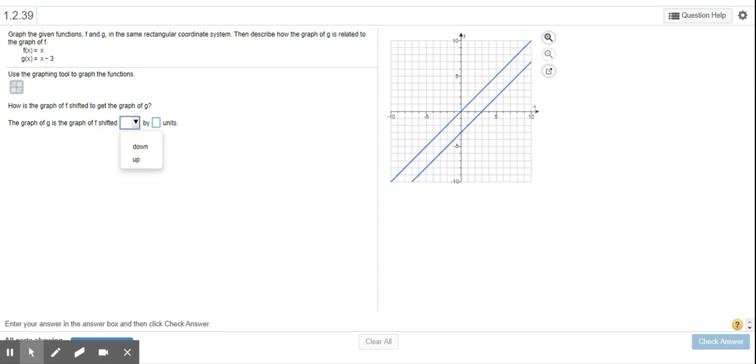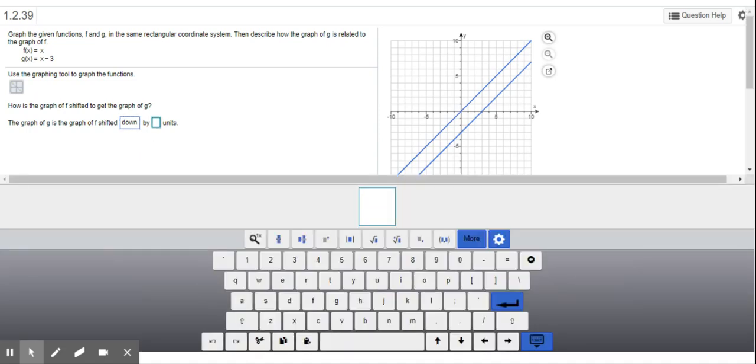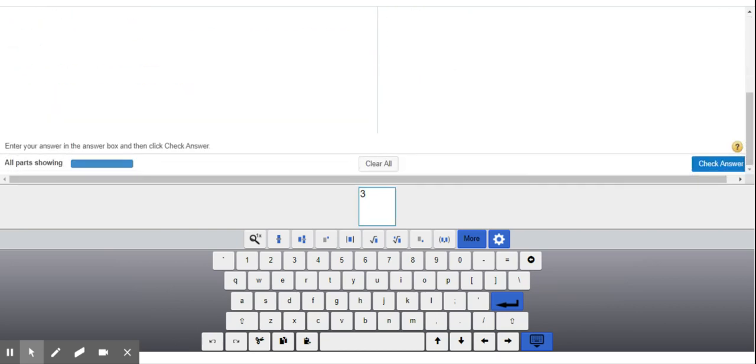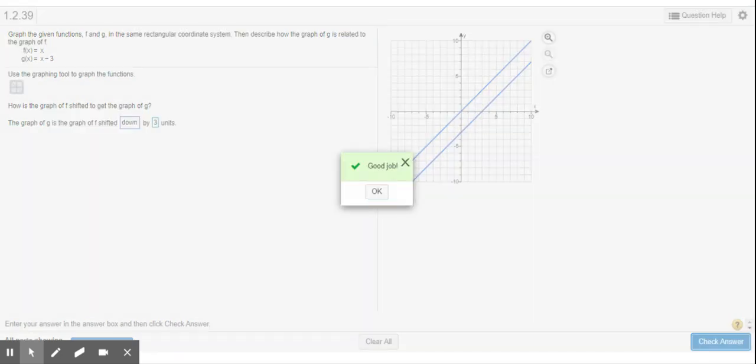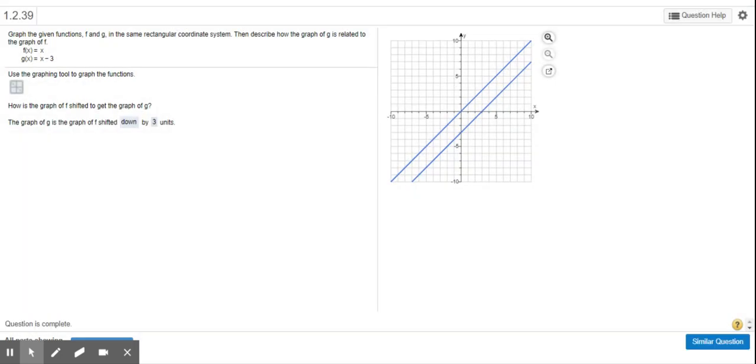Let's see. Well, I would argue it's down. I mean, I guess here's the thing. Between down and up, it's definitely down. Some would argue that it moves to the right, but it is down. And then the amount is 3 units. Right? It's just simply the -3 in the equation that moved it down 3. So let's check our answer on that, and that's it.